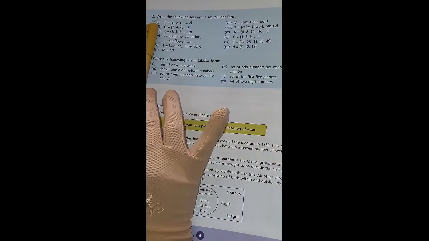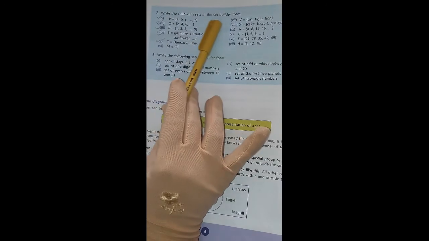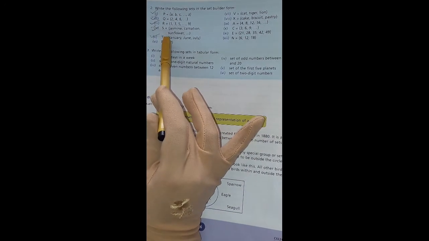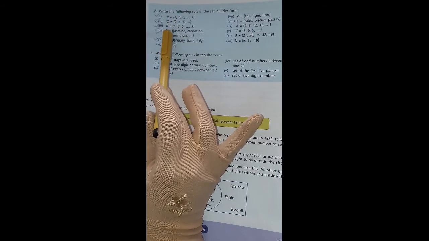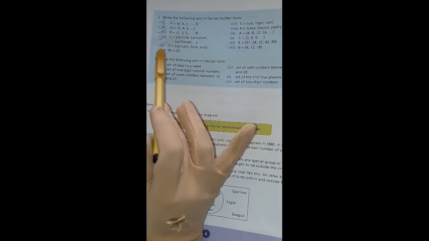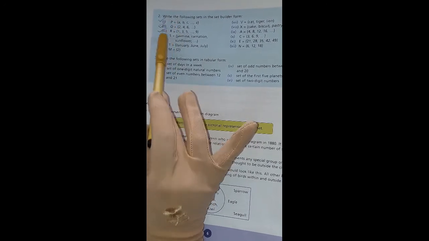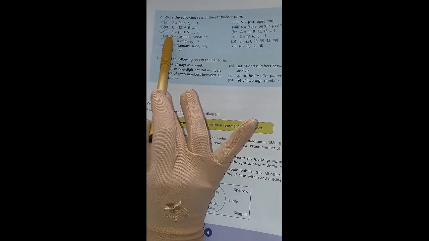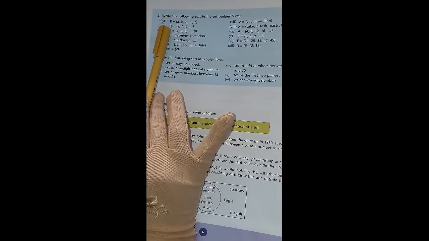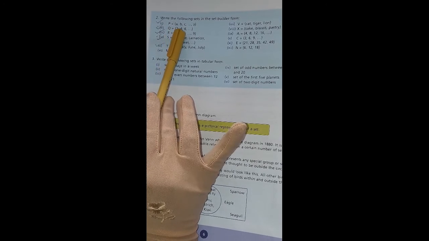Class 6, open page number 6. On page number 6, you have question number 2. Write the following sets in the set builder form. We will solve part 1, 3 and 5, and part 2 and 4 is your homework. So, in part 1, you have P, A, B, C, Z.